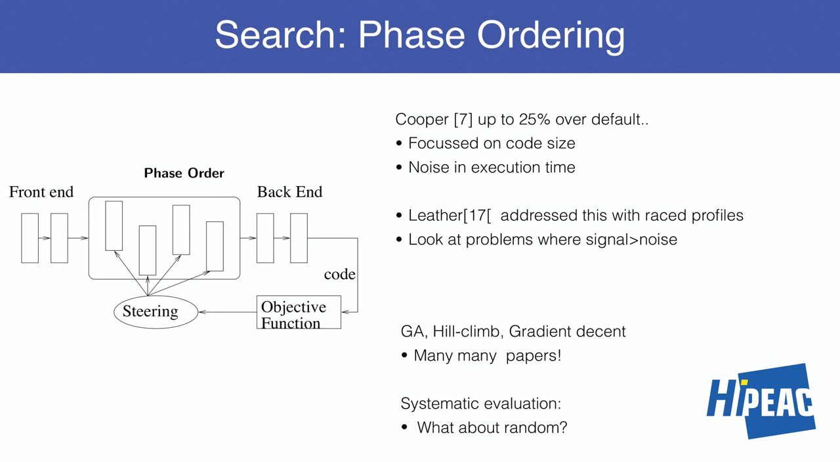So what you do, you have A, B, C, run the code, see what it does. CBA, run the code, see what it does. And you keep playing around with them, searching that space until you find the best one. And he found, using that technology, he could get up to 25% over the default.